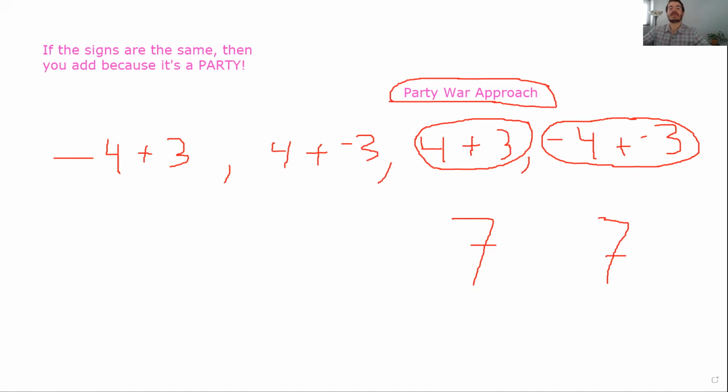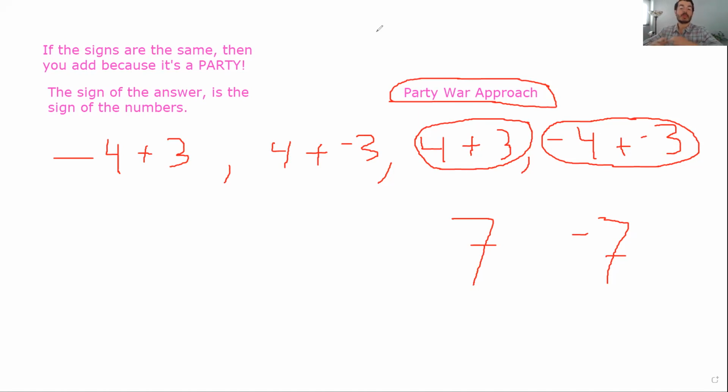But clearly they can't be the same, because they're such different looking problems, right? And that would be correct. So the sign of the answer is the sign of the numbers, and they're going to be the same because that's the whole point of the party. So 4 plus 3, and in this case they're positive, so we leave that as a positive 7. But in this case, the 4 and the 3 are negative, so the answer is going to be negative. 4 plus 3 is positive 7. -4 plus -3 is -7.